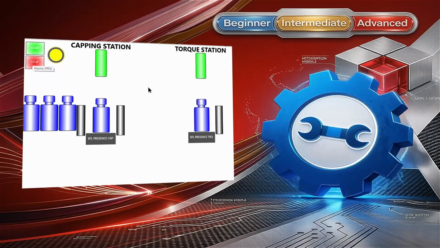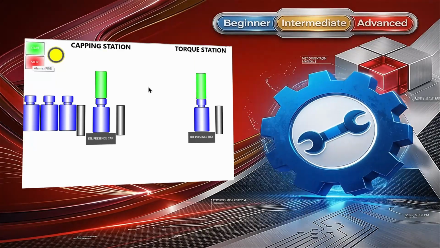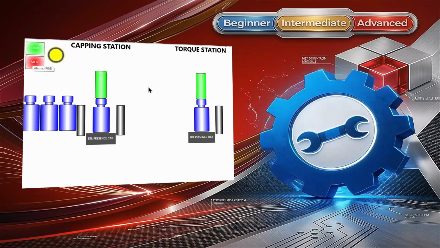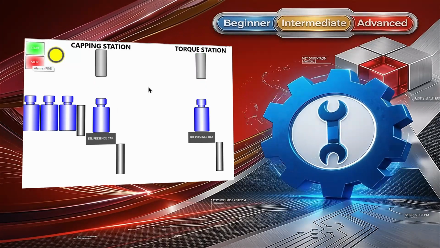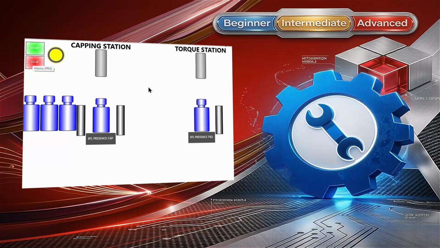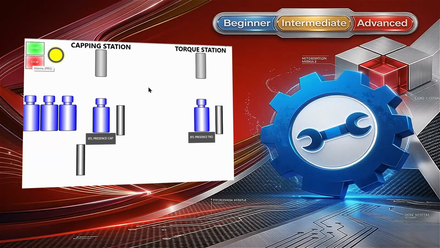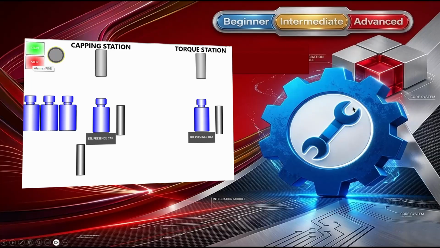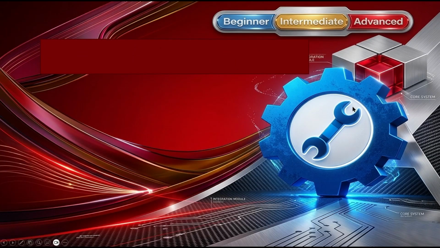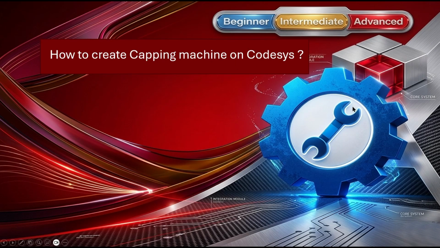This is the second video. If you haven't watched the first video, I recommend you watch it first, then watch this video. This video will explain the code behind the torque station of the capping machine. Let's start. At the end of this video, you will be able to run a similar visualization as you see now on the screen. First, we will explain the torque station and how it works.